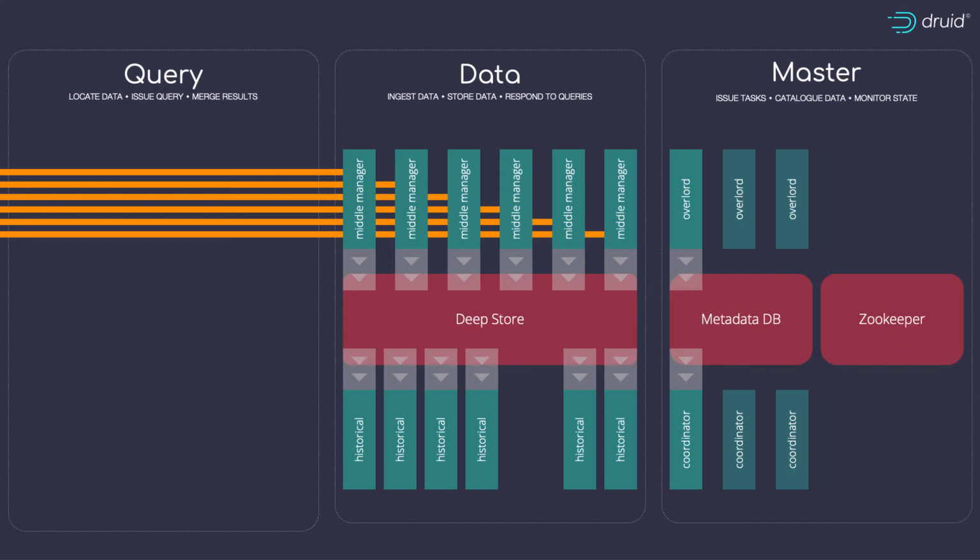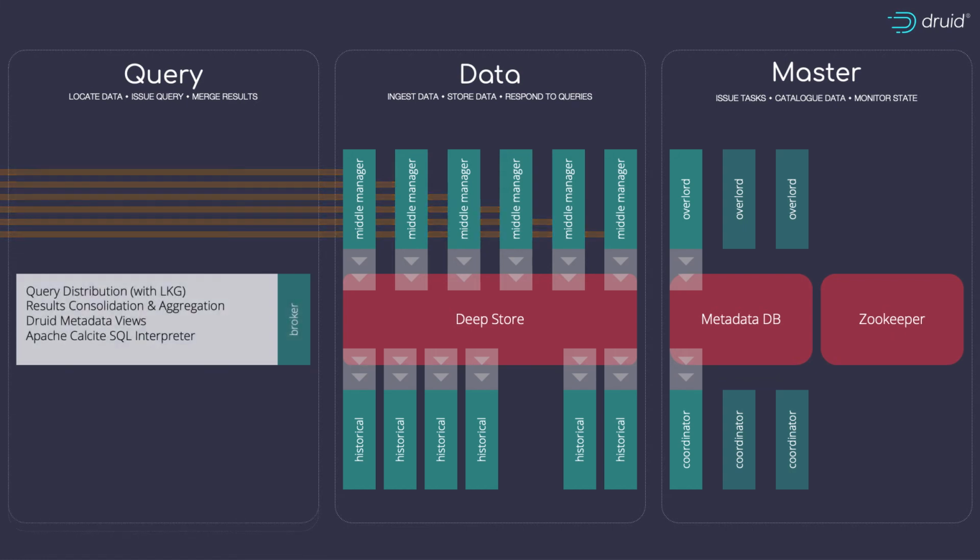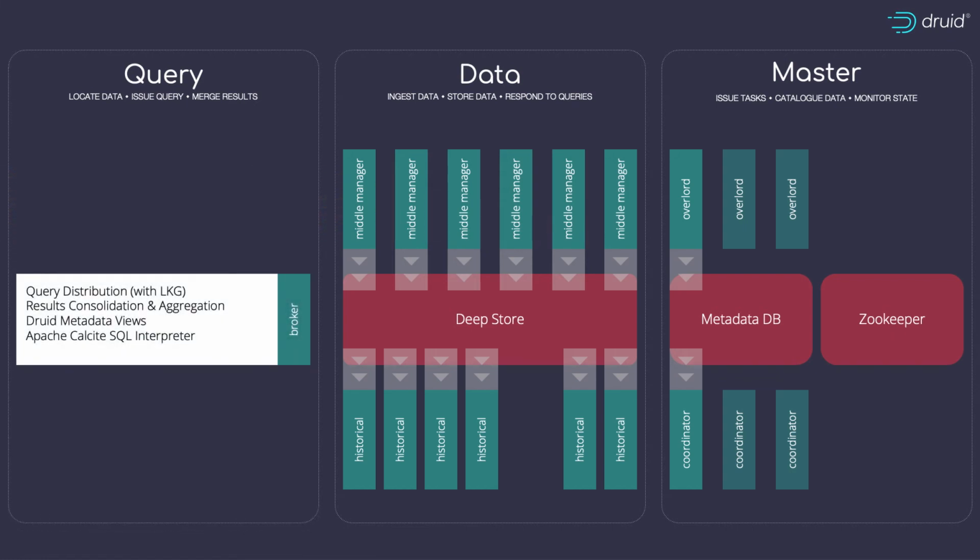We need just one place to execute a query and to handle the complex job of combining these multiple sources of statistical results output by the historicals or the middle managers. That's the job of the broker. It carefully plans and distributes work to the data it needs, consolidates answers, and does any post-processing required.